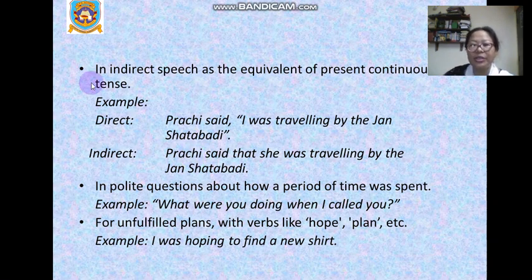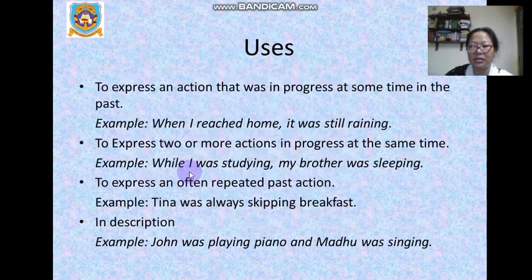Children, all this has been taken from your textbook. Please open your textbook and read it. It has all been taken from your textbook, and you can find more examples in these sentences.